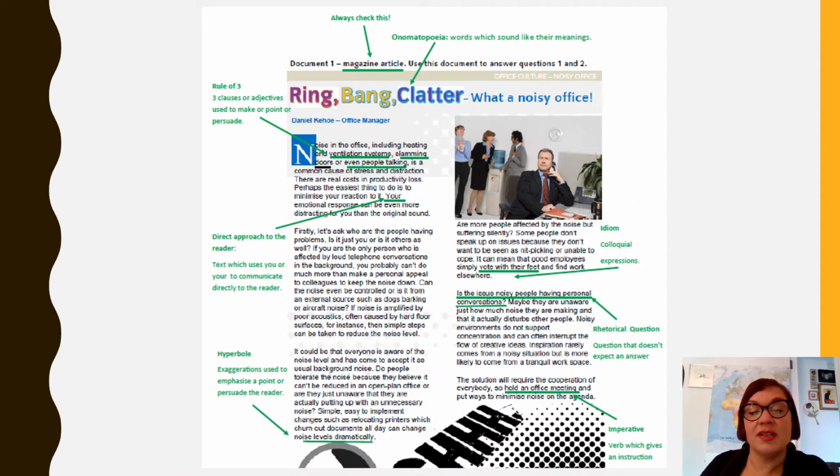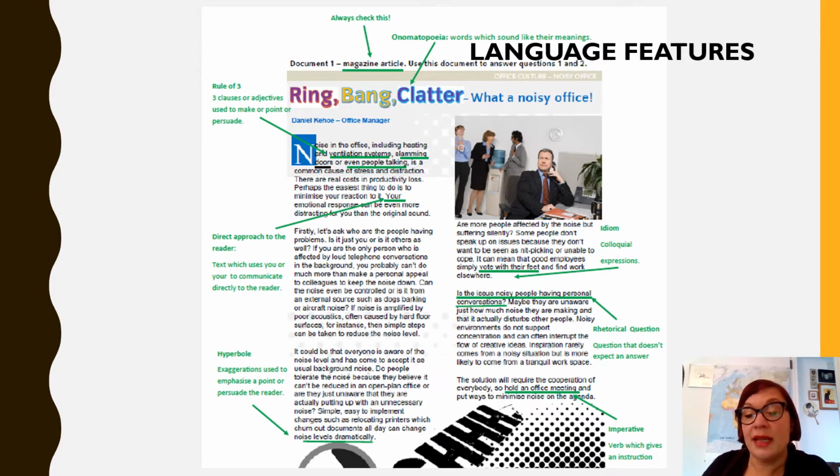Then, do you see the difference here? So what are these ones? You've got the rule of three, direct approach, which is also called direct address. You've got hyperbole, exaggerations. You've got onomatopoeia. You've got idiom, colloquial expressions, rhetorical questions, and imperative or commands, right? So what do you think these are? These are the language features, okay?